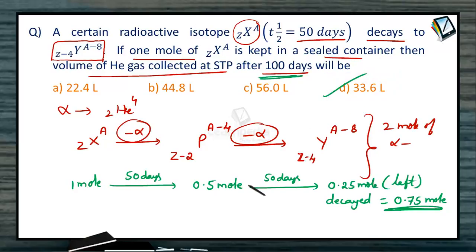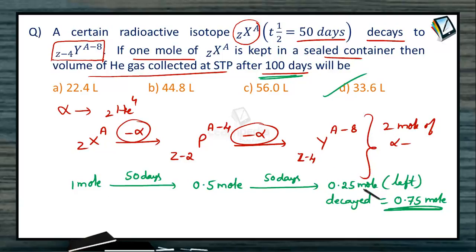So what we have done here: first, by writing this equation, we found the number of alpha particles emitted for this particular change from here to here. For each 1 mole of the substance, 2 moles of alpha particles are emitted. And as we need to find the volume of the helium gas collected at STP after 100 days, and as the half-life is given as 50 days, the 1 mole of the substance originally taken is converted into 0.25 mole after 100 days.